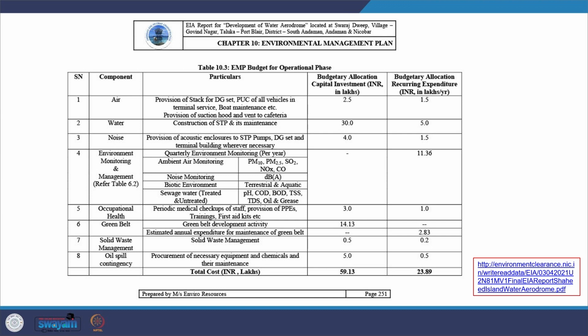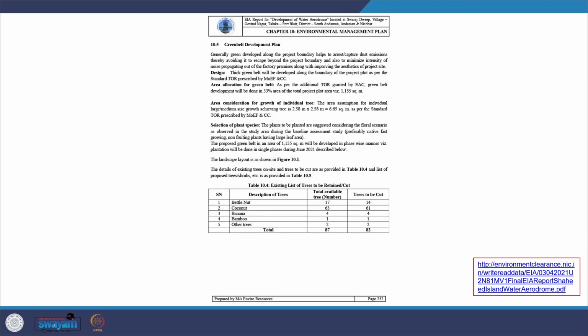So how they would undertake that. So you see all that has been covered here: particulars about what will be undertaken, what the components are, what the budgetary allocation is, and how much they will spend every year on that. And then they would also develop green belts, and what's the plan for that, and what are the trees they're going to plant around it, what are the total available trees and trees which they would be cutting.